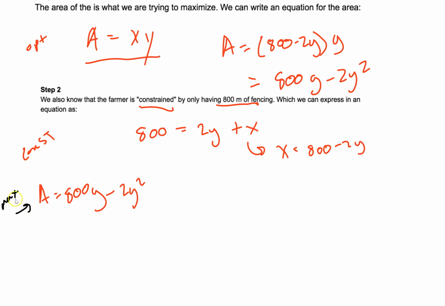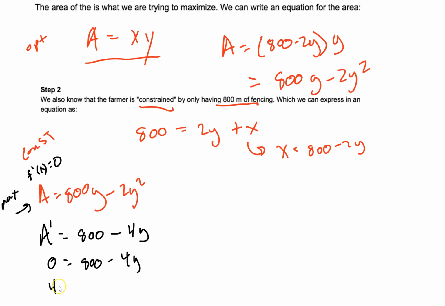It works if you want to find the max or min, it's the same idea. Try to find the max of this, so how do we do it? Take the derivative, set equal to 0. So let's take the derivative. A prime is 800 minus, take the derivative, 4y. Set equal to 0, because that's how you find critical points. I get 4y equals 800, divide by 4. I get y equals 200.